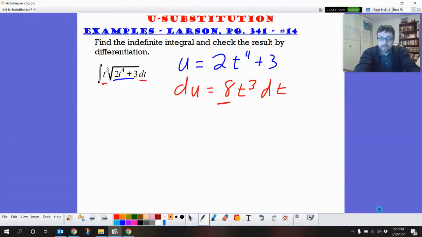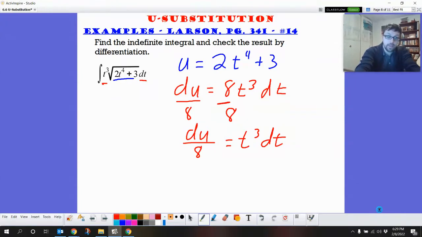Well, let's just get rid of it. Let's knock it over there with the du. And instead of just putting in a du where that t cubed and the dt were, we're going to put a du over 8 to compensate for that 8 that we didn't want to be there. So let's do that. So we'll have du over 8. And then we want to find the integral of u. And we're going to keep that square root.